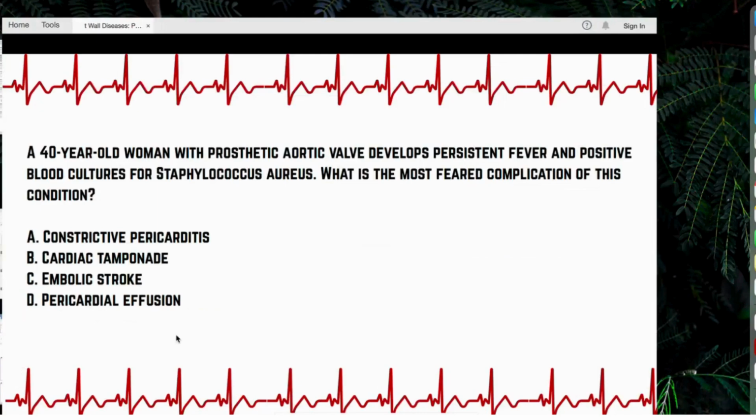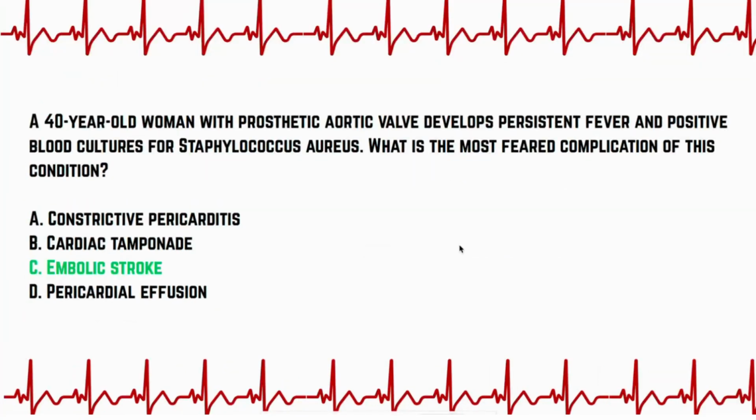So somebody has not fallen for my tricks. It's going to be an embolic stroke. So cardiac tamponade is something to fear, okay? But in this particular case, what are you thinking about? This patient has positive blood culture for Staphylococcus aureus, persistent fever, prosthetic aortic valve. This patient is coming in with infective endocarditis, all right?